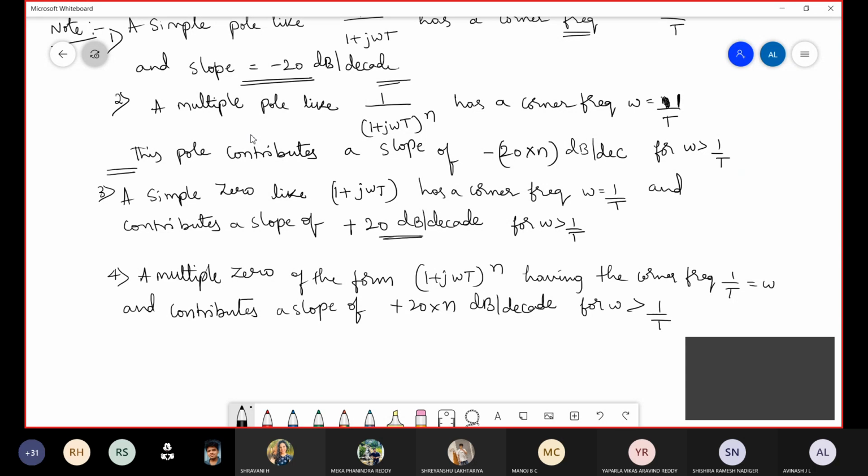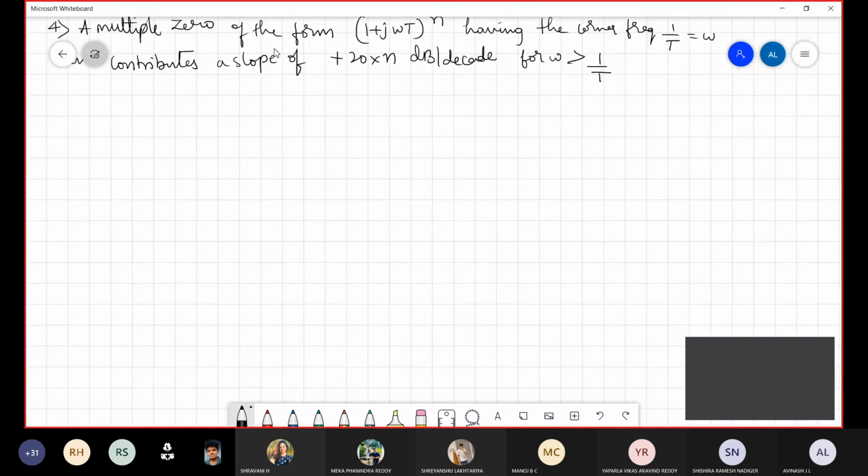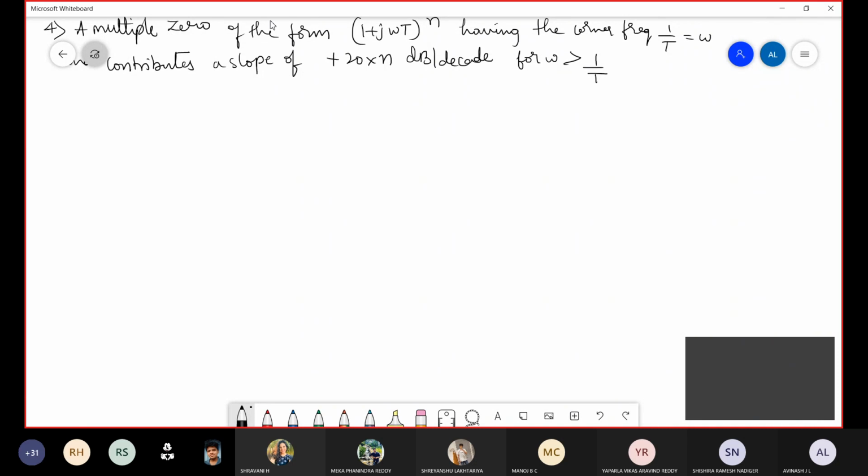So here I multiply a zero of the form (1 + jωT) to the power of n. So here it is plus 20 dB into n. So that is exactly the concept. Okay, so now after understanding all this concept, we can go for the numerical.